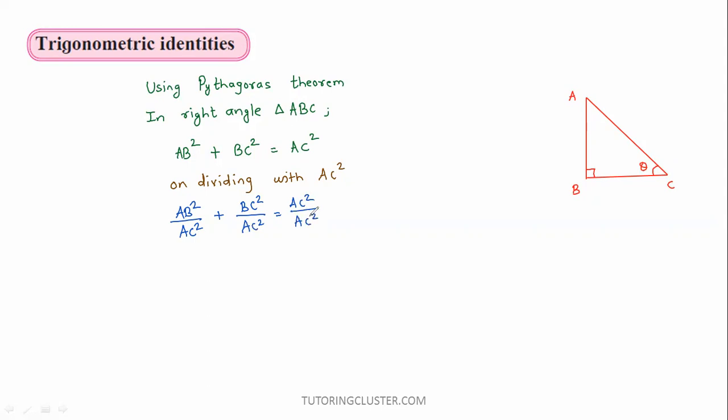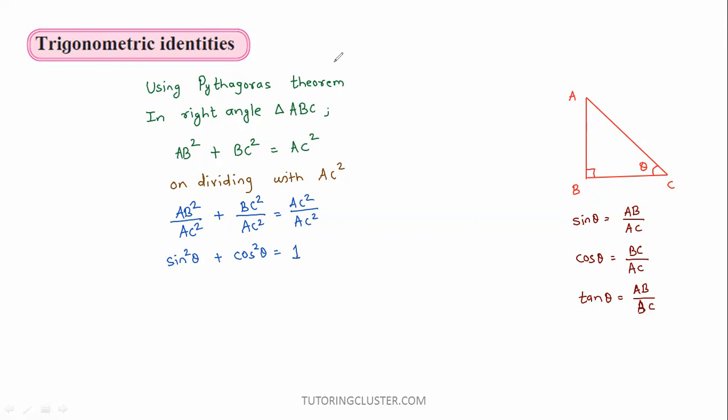Okay, now from this triangle, can you tell me what will be sine theta? It is nothing but AB upon AC. What will be cos of theta? Adjacent side upon hypotenuse. And what will be tan of theta? Opposite side upon adjacent side. So if I have to put here AB upon AC, what is AB upon AC? Sine theta. So it will be sine square theta plus what is BC upon AC? Check here, BC upon AC is what? Cos of theta, which is equal to what? AC square upon AC square is going to get cancelled out. This is equal to 1.